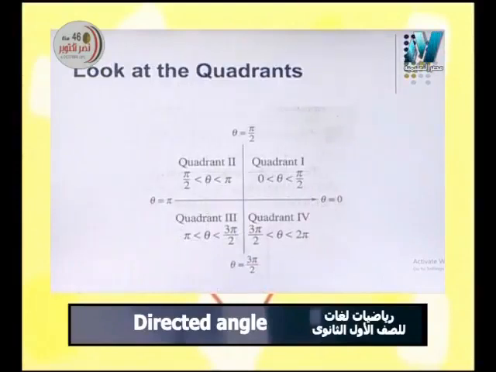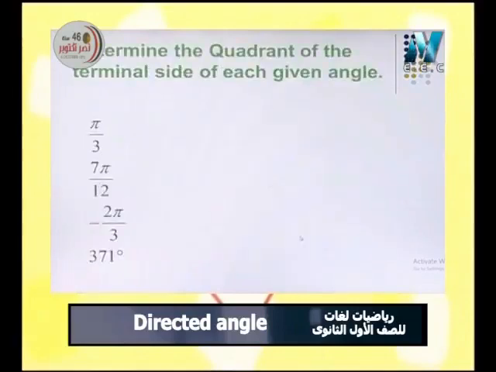So we have a conclusion here. The first quadrant includes angles between 0 and pi over 2, which is 0 and 90. The second quadrant includes 90 to 180, which is pi over 2 to pi. The third quadrant includes 180 to 270, which is pi to 3 pi over 2. And the fourth quadrant includes 270 to 360, or 3 pi over 2 to 2 pi.